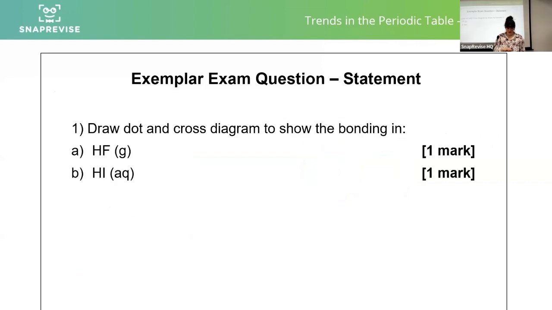So let's have a quick go at an exam question on this content. It says, draw a dot and cross diagram to show the bonding in these two species. So thinking about our context, command words and directions. The context is dot and cross diagram, so that's bonding and structure. That's the area of the topic I'm thinking about.